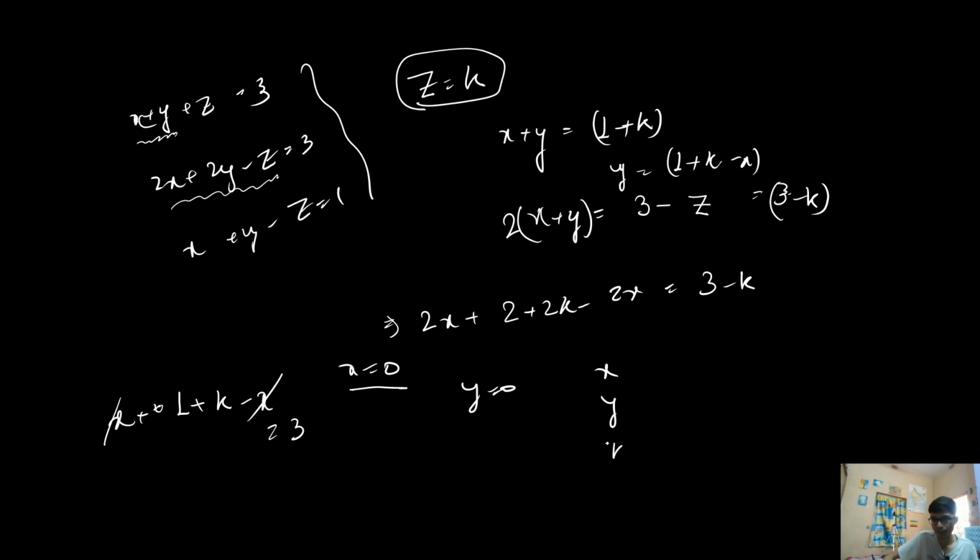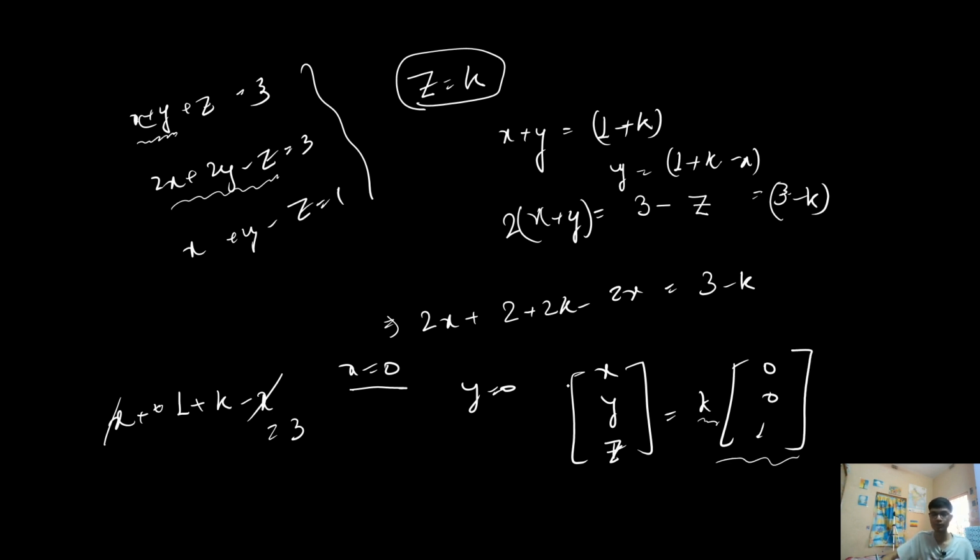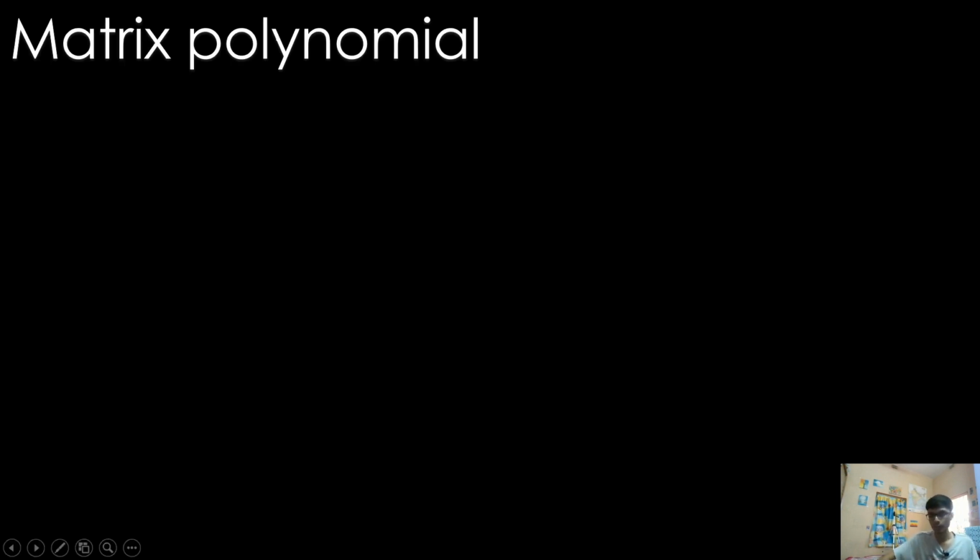So from here we can write this particular solution as a constant times 0, 0 and 1 over here. So an infinite number of solutions is possible for this particular system of linear equations. I hope this particular solution was clear. Now let us move on to another important short topic, which is about the matrix polynomial.